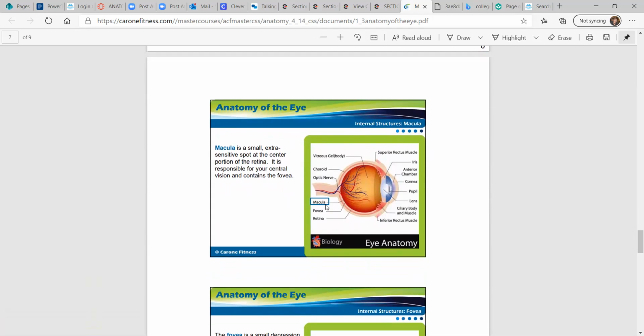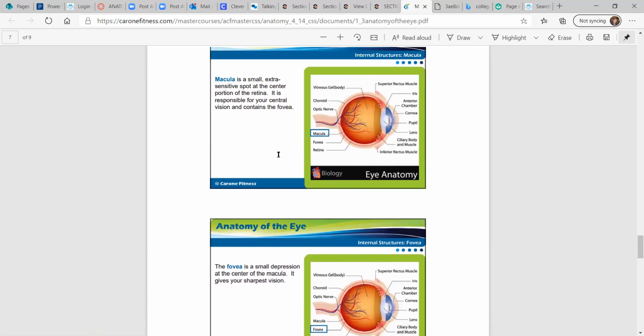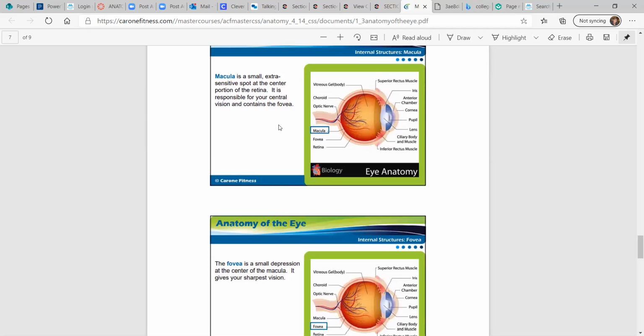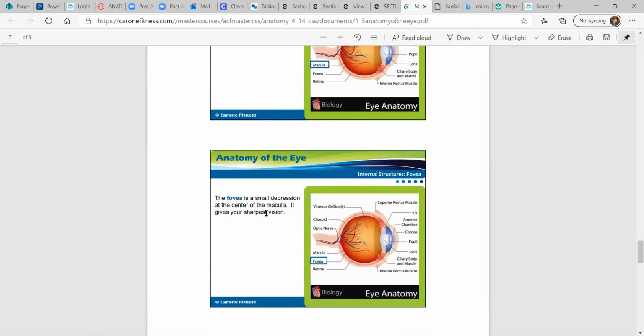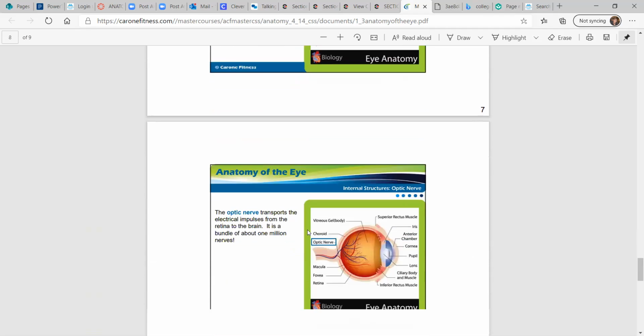Then we have the macula. Right here, the macula. Small, extra sensitive spot at the center portion of the retina. It is responsible for your central vision, and it also contains the fovea. So macula, very sensitive spot, responsible for your central vision. And within that lies the fovea, a small depression at the very center of the macula. And it sharpens your vision. So the macula is responsible for your central vision, and the fovea sharpens the vision. Fovea. Think of focus. Fovea, focus, sharper image.